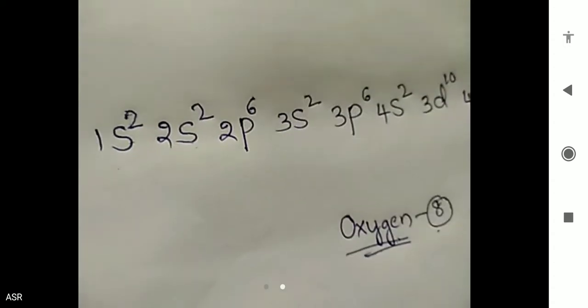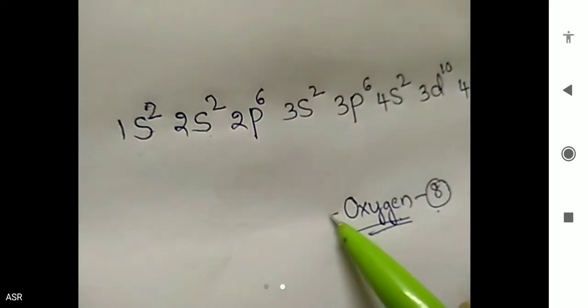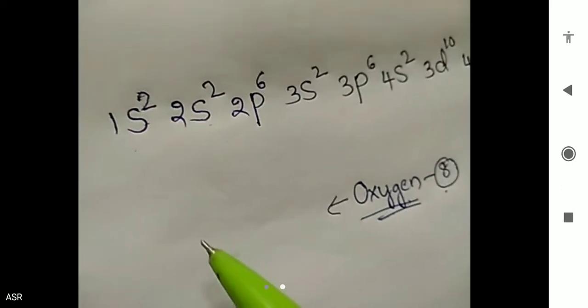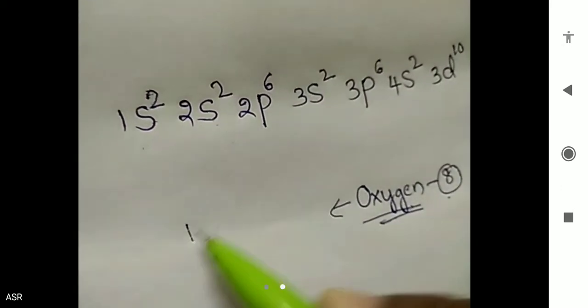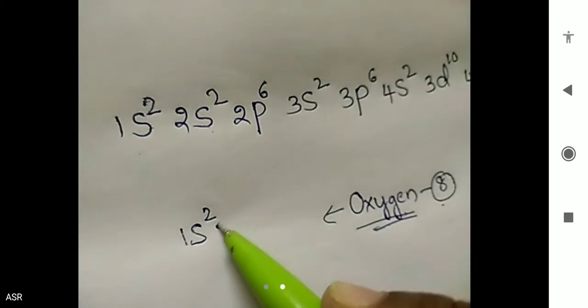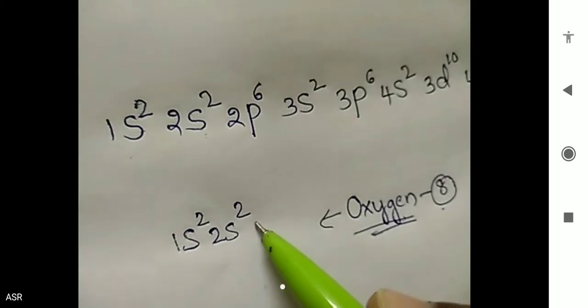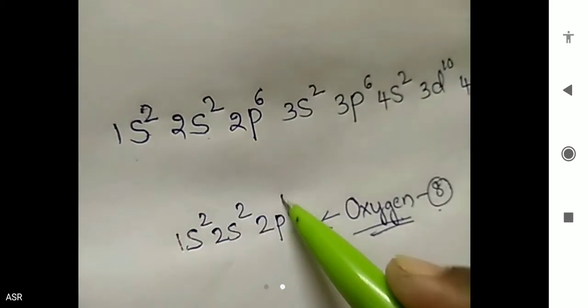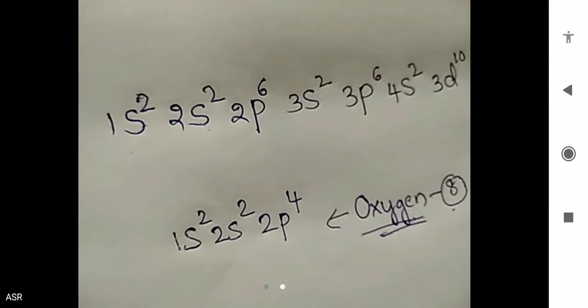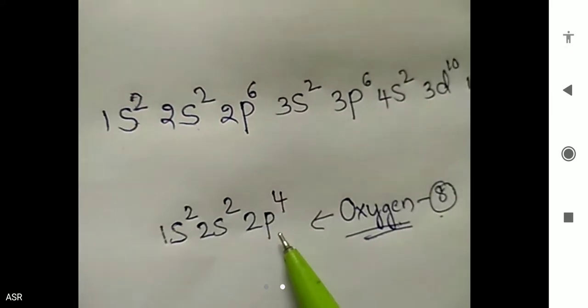So for oxygen, if you are going to write the electronic configuration, how will you write? 1s2, till here 2 electrons are done, 2s2, here 4 electrons are done now, then 2p4. Okay, like this you are going to write. In this 6 electrons can be accommodated. So here I have taken 4. Why have I taken 4? Because the atomic number is just 8.